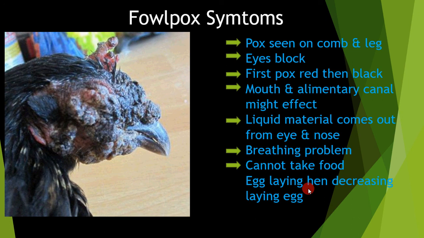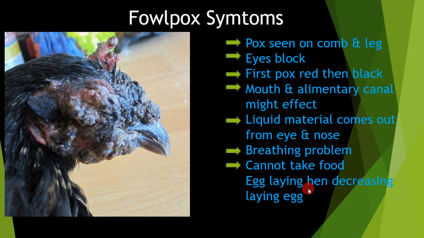Next, liquid comes out from the eyes and nose due to the effect of this disease. You can see in the picture here, the pimples or pox surround the head and the eyes become blocked. After a few days, ooze comes from the pox, and liquid comes out from the eyes and nose as well.